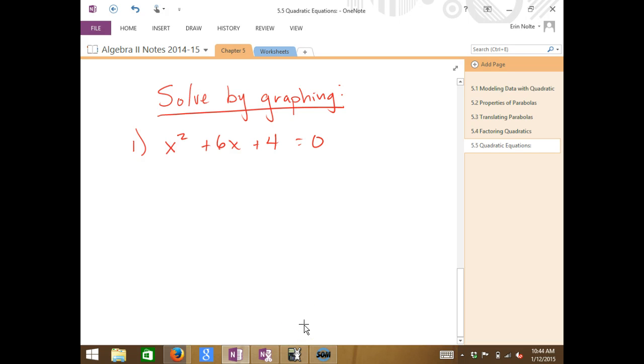Okay, so I'm going to show you how to solve quadratic equations by using the calculator. We're going to solve by graphing. The first thing that we have to do is take the equation and set it equal to 0 in order to graph it. This particular equation is already set equal to 0, so I can go ahead and pull up my calculator.